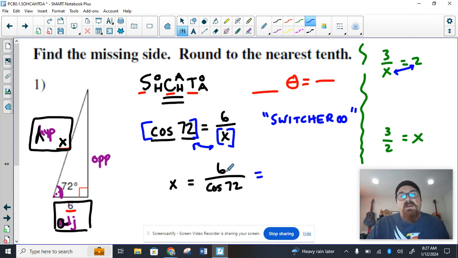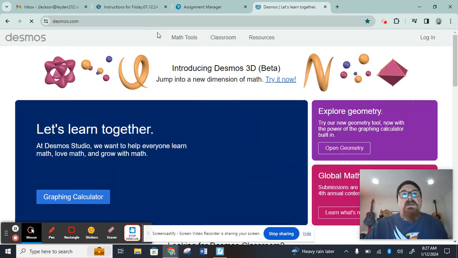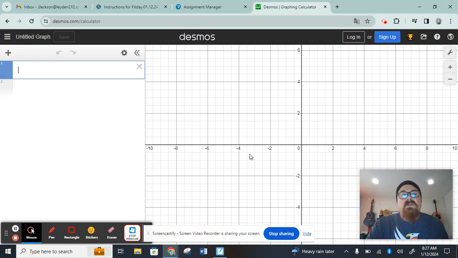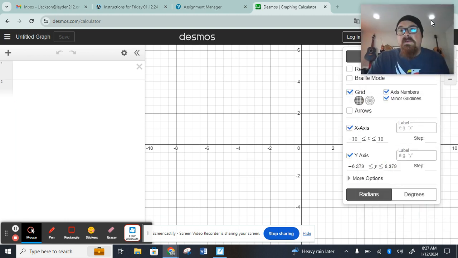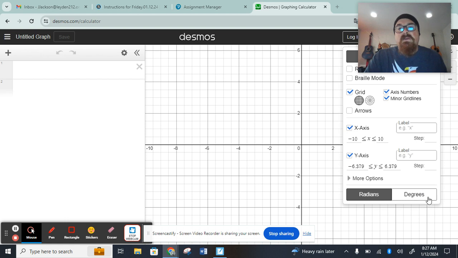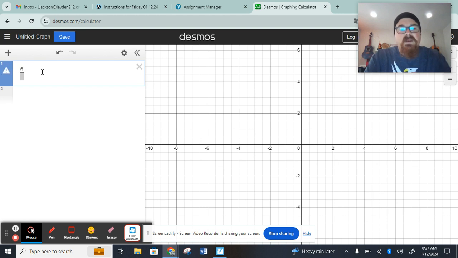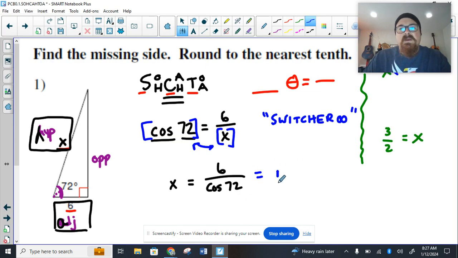Now all you have to do is plug this 6 over cosine 72 into your calculator. Let's do that. Just a reminder that when you go to Desmos, immediately after you open it, you have to go to the wrench and click on degrees. The calculator has to be in degree mode. So we have 6 over the cosine of 72. We'll call that 19.4. So when we come back here, we get 19.4 for our final answer.